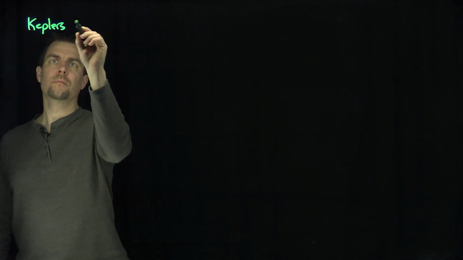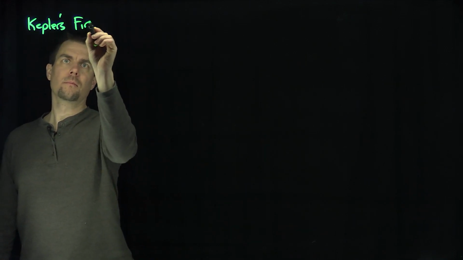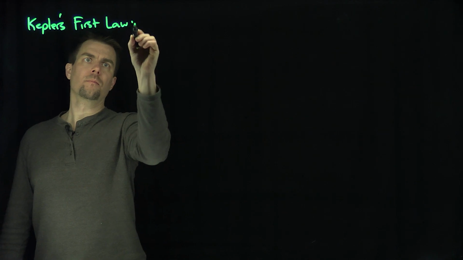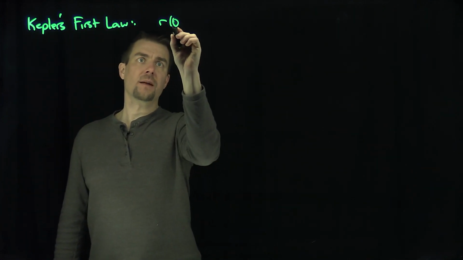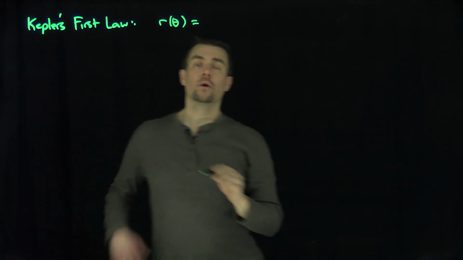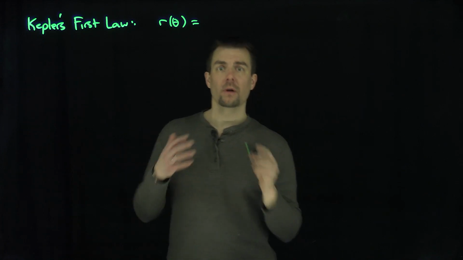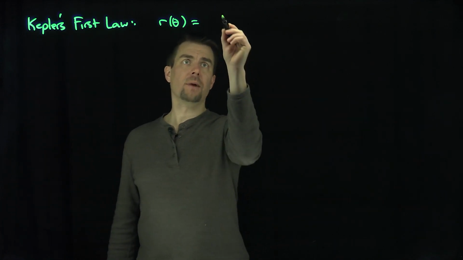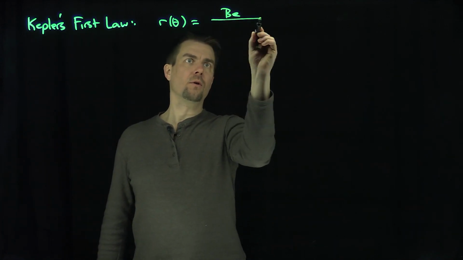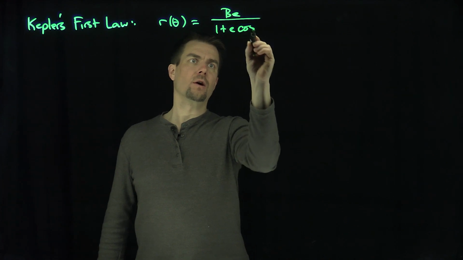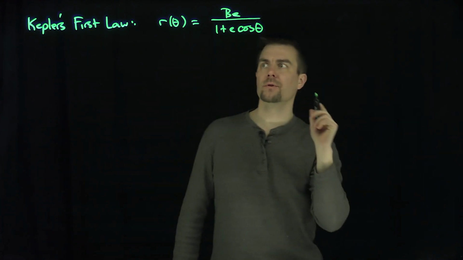Hello students, in this video we'll prove Kepler's third law. From previous videos, we've shown Kepler's first law. Kepler's first law said that in polar coordinates, the trajectory of a planet in orbit of one body around another is given by r = BE over 1 plus E cosine theta. That was Kepler's first law.